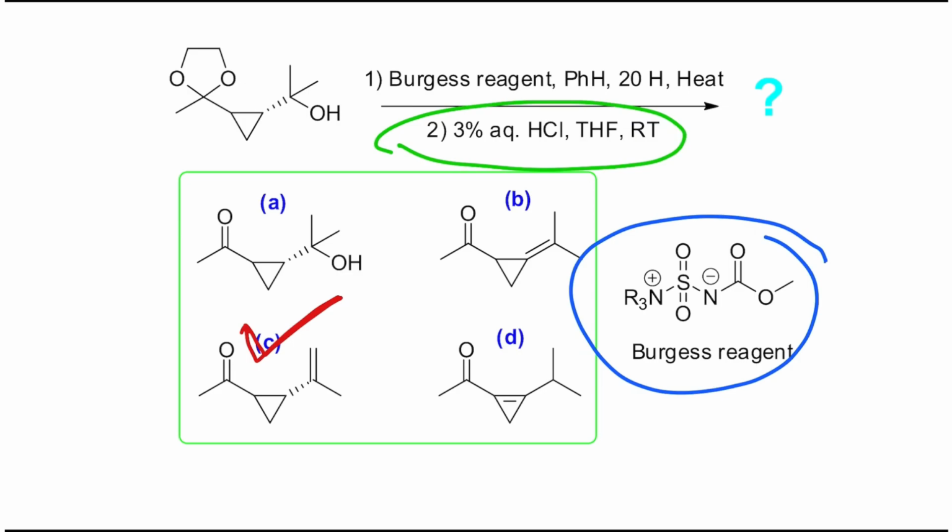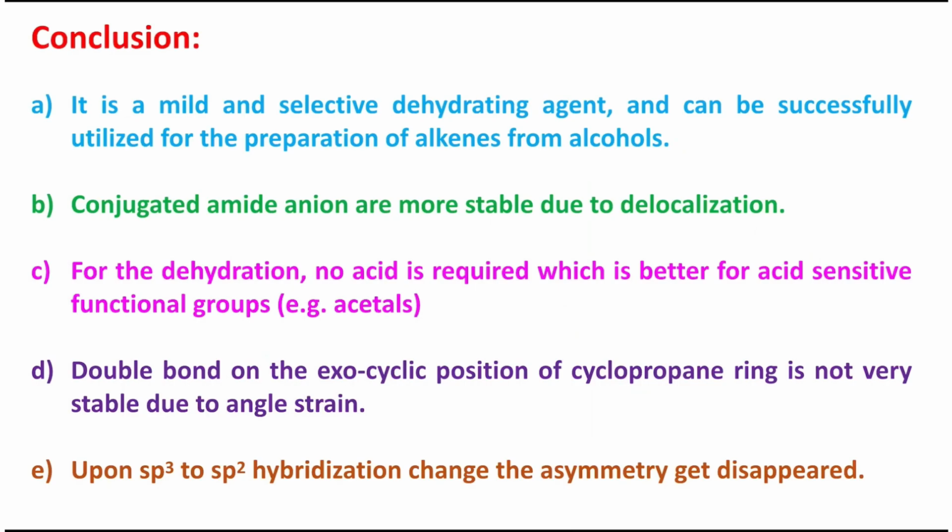If you know that it is a dehydrating agent, you can still narrow it down to B or C, and B is relatively less stable because of this three-membered ring, so there is a high chance that C will be the product. But for that purpose you need to know that Burgess reagent is a selective dehydrating agent of alcohol under milder condition. So in conclusion, what you have learned today is that it's a mild and selective dehydrating agent.